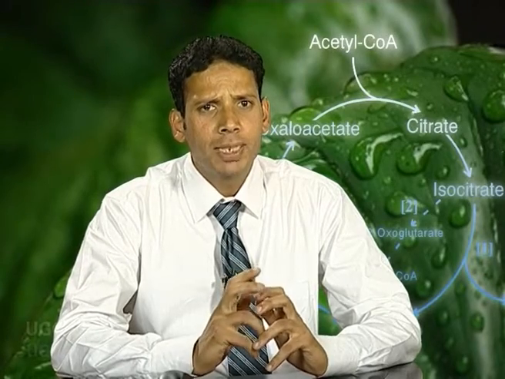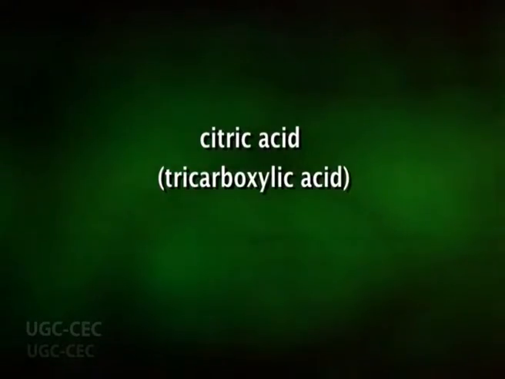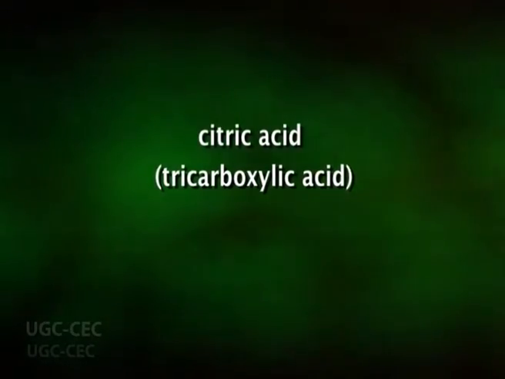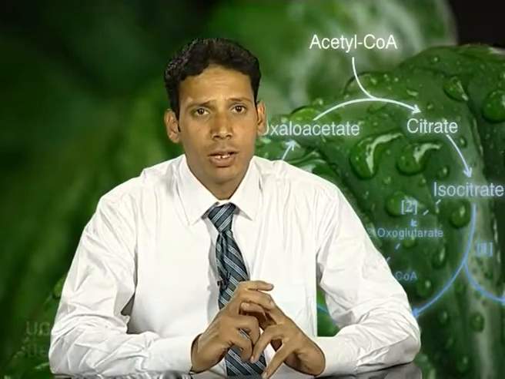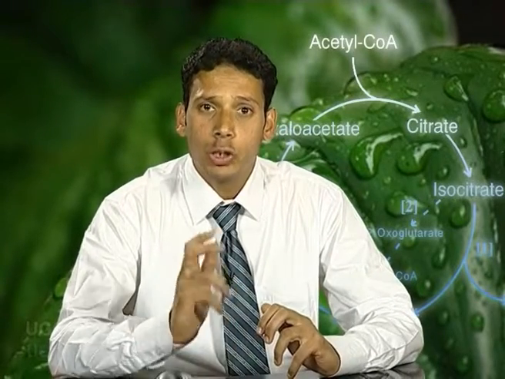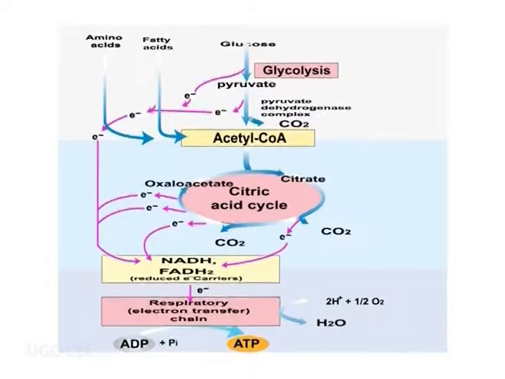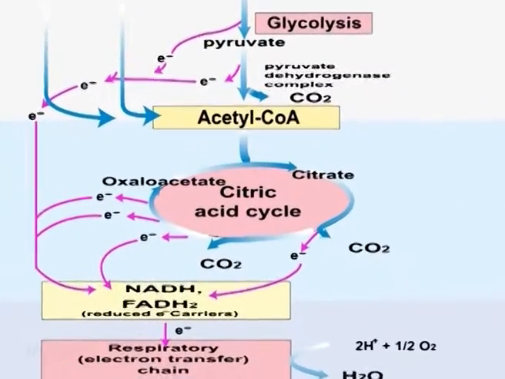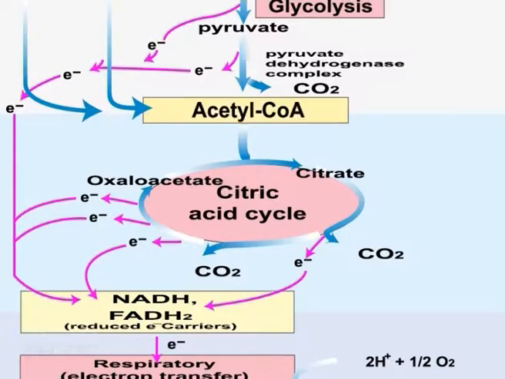The name of this metabolic pathway is derived from citric acid, a type of tricarboxylic acid that is first consumed and then regenerated by the sequence of reactions that occur during the cycle. In addition, the cycle consumes acetate in the form of acetyl coenzyme A.